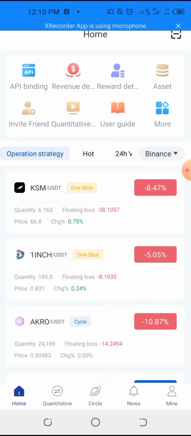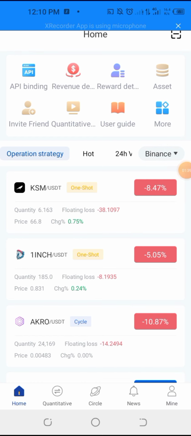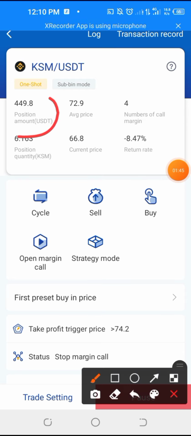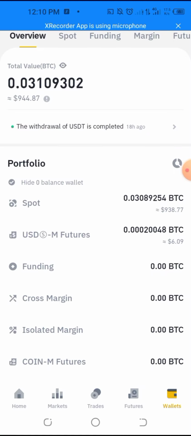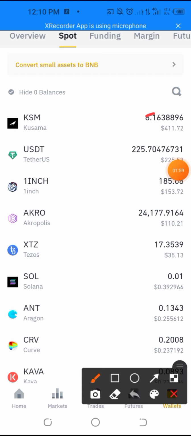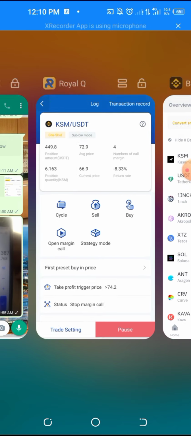Let me give an example. This KSM coin, when I first started, it bought for me this amount, 449. But if I go to my Binance, you can see that same KSM is now worth 444.11 from 449. So it has gone down. RoyalQ is showing me the amount it has gone down.